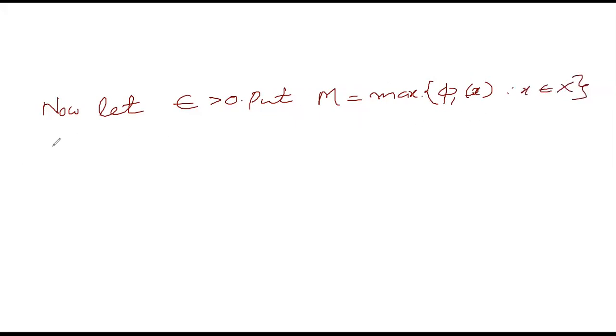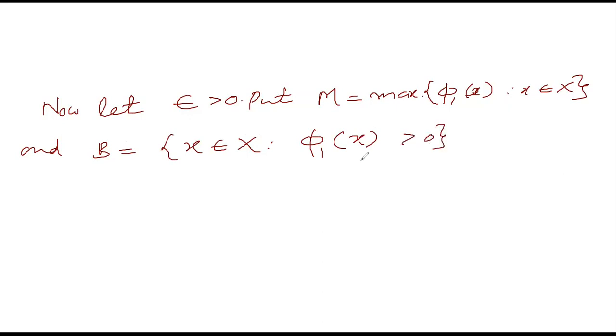And let's define B. B is the set of x belonging to X such that phi 1 of x is positive. So clearly the measure of B is finite. It is finite because phi 1 is a step function. It has the standard representation such that the measure of each set in this representation is finite. So that means the measure of B must be finite, where it has only positive values.